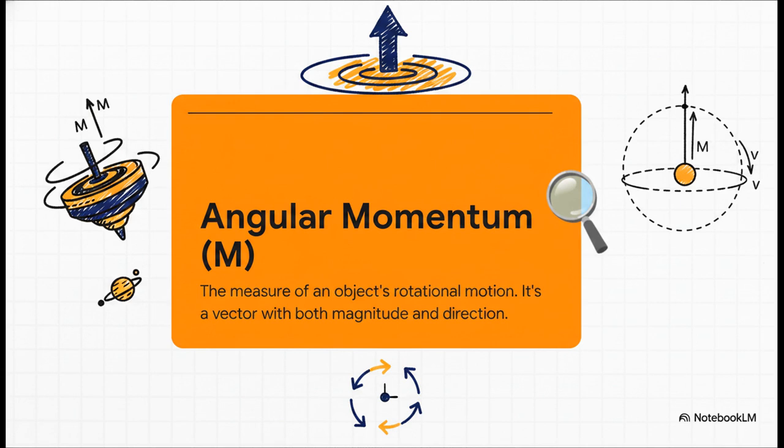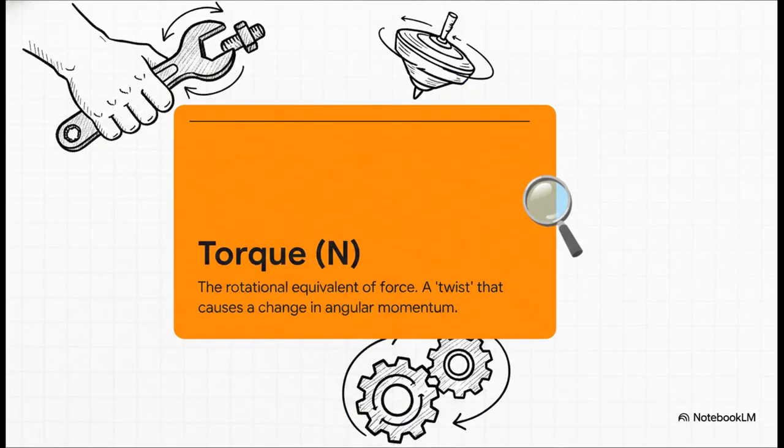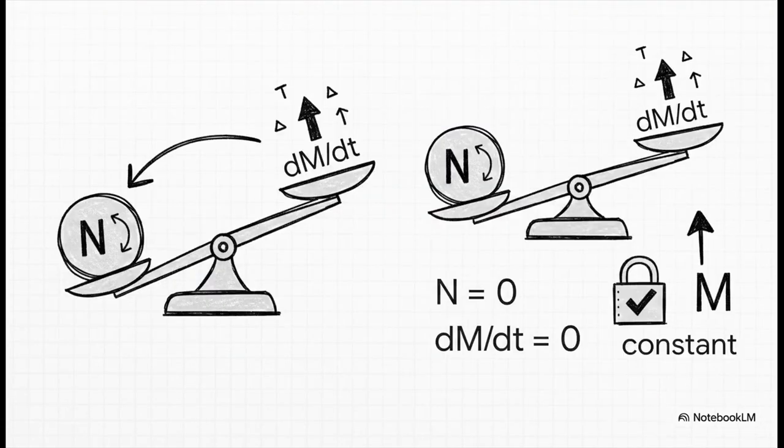And here's the really crucial part. It's a vector. That means it has a size or a magnitude, and it has a direction. Both matter. So if angular momentum is the motion itself, what causes that motion to change? Well, that's torque, which we'll call N. It's the rotational version of a force. It's not a push or a pull, it's a twist. If you want to change how something is spinning, you need to apply a torque. It's that simple.